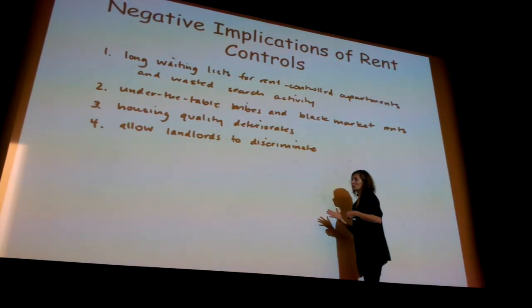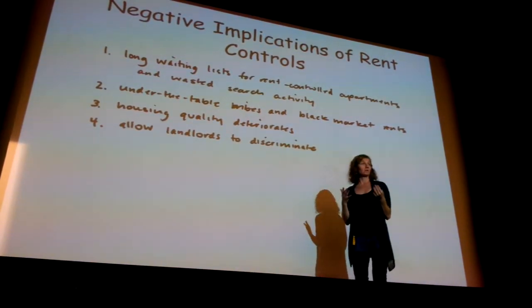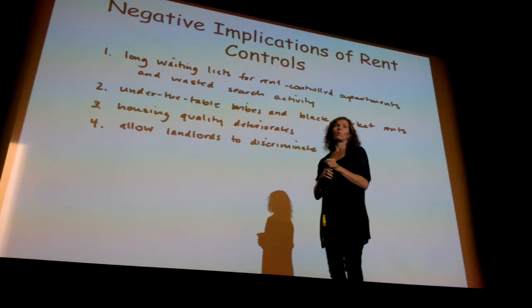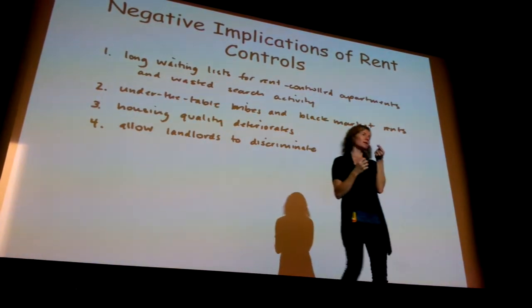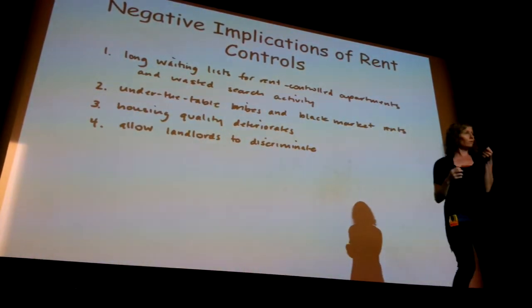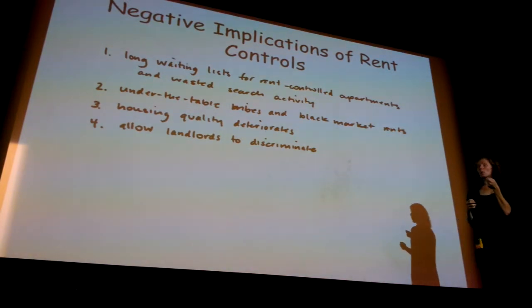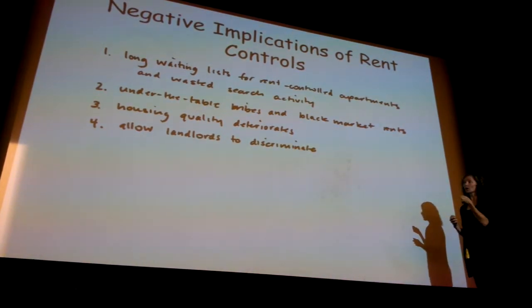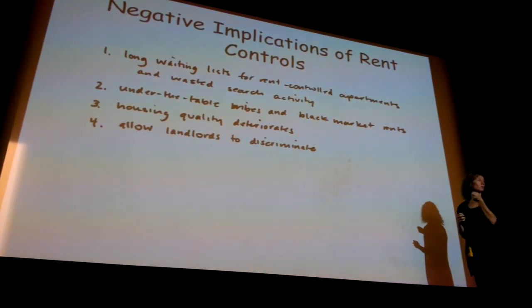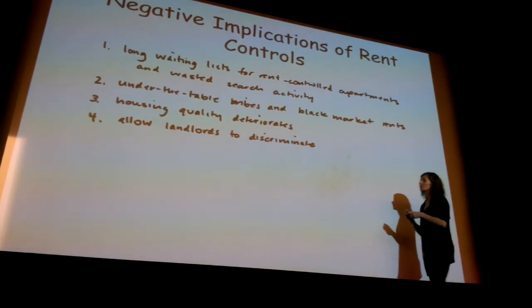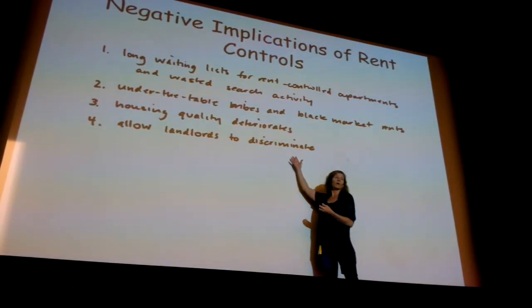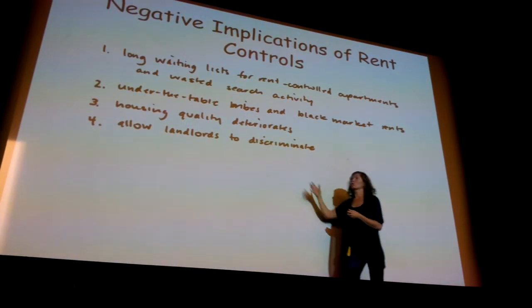Whereas in a market, when there's no excess demand, when quantity supplied is exactly equal to quantity demanded, if the landlord wants to make some money, they're going to have to rent to whoever's willing to pay the equilibrium rent or the equilibrium price, because they don't have a long waiting list. They can't pick and choose who they want to rent to off the waiting list.